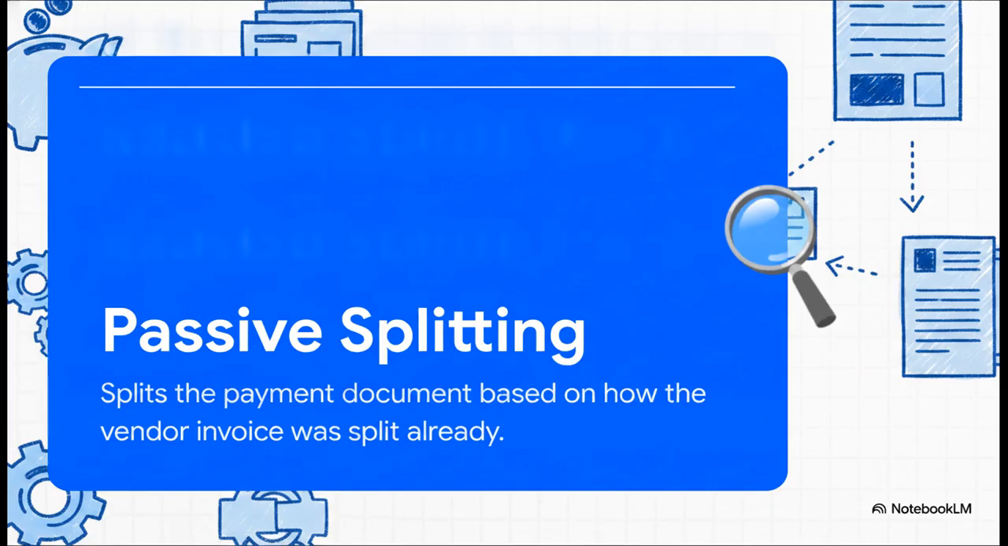Second, we have passive splitting. You're mostly going to see this kick in during payment transactions. It simply follows the splitting ratio that was already established back on the original vendor invoice. It's essentially inheriting the logic passively.